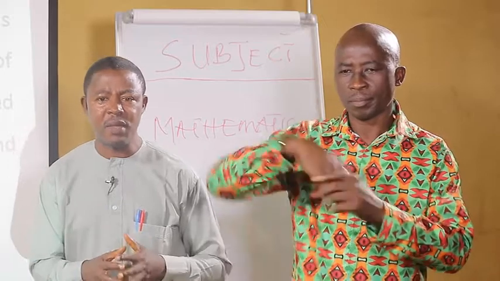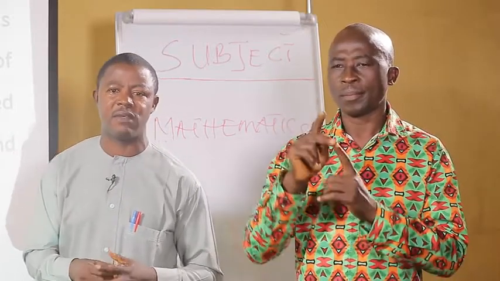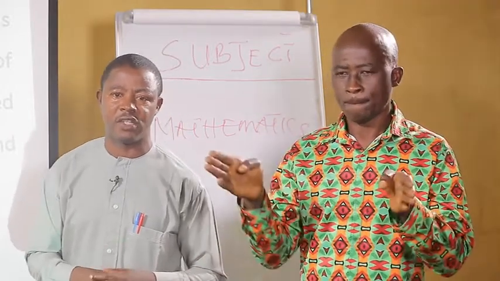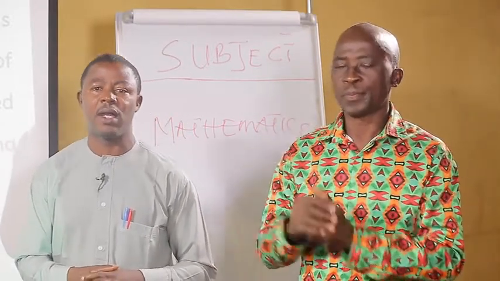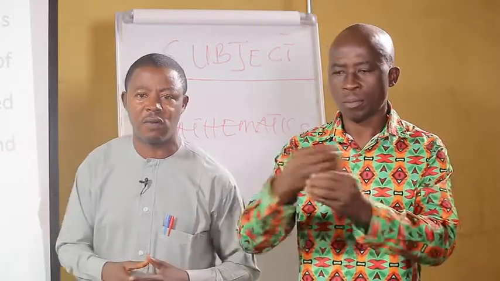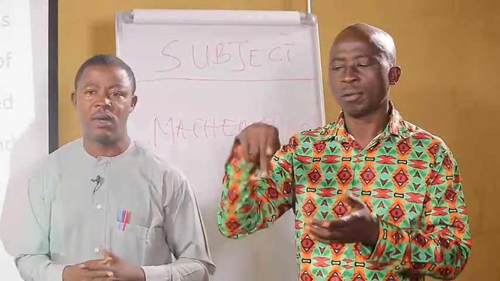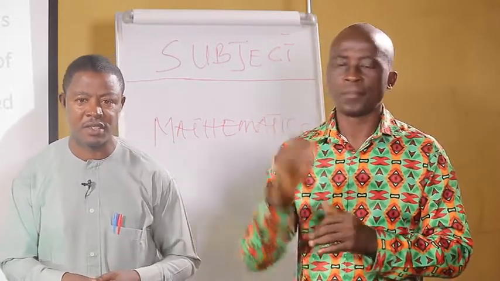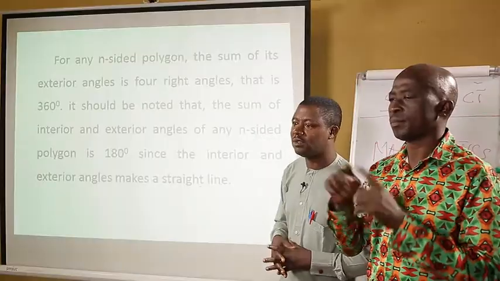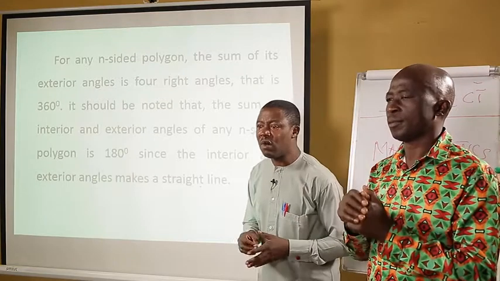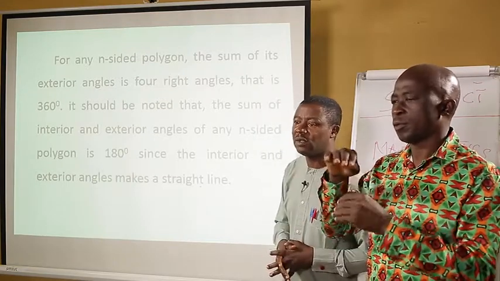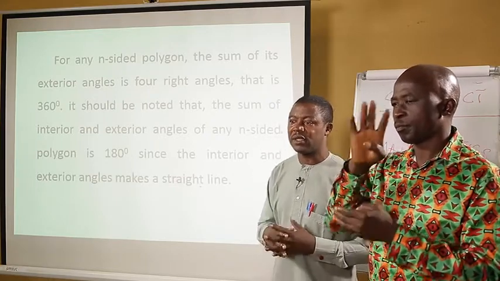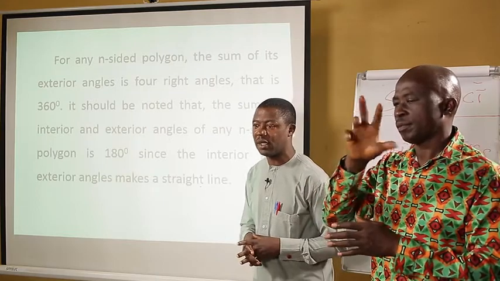So at any point the sides of a polygon are extended, it forms an exterior angle. And if you sum all the exterior angles of that polygon, you will have 4 right angles, which is 360 degrees. But students, take note that the sum of the exterior angles is equivalent to 4 right angles, or you can say 360 degrees.